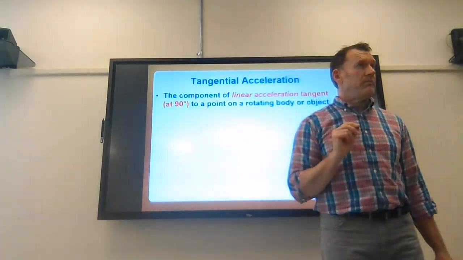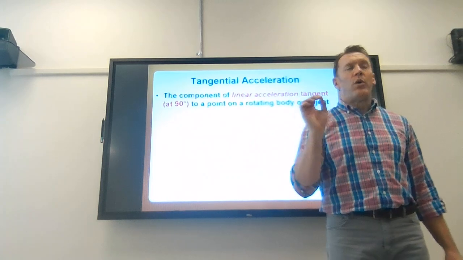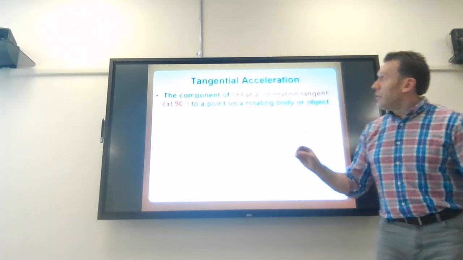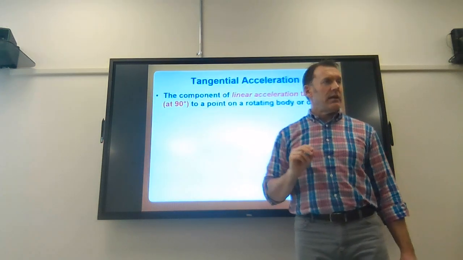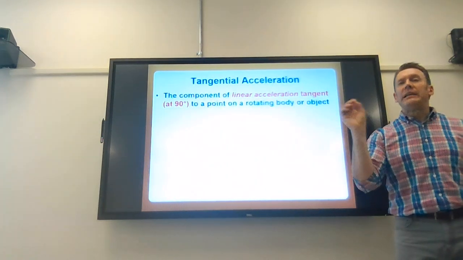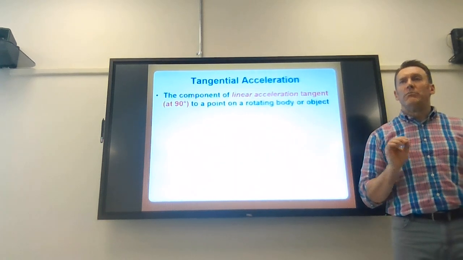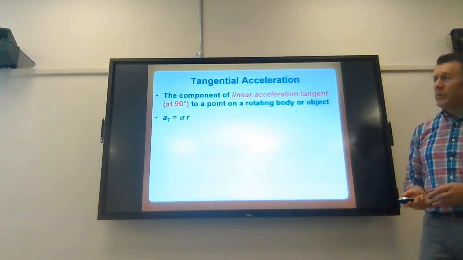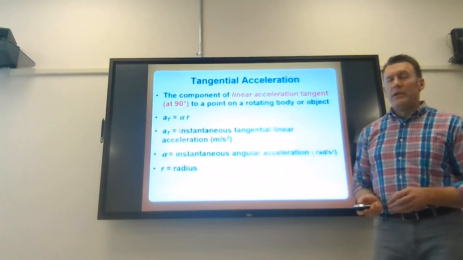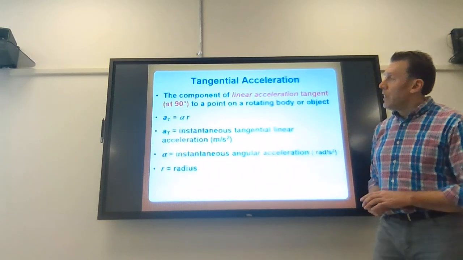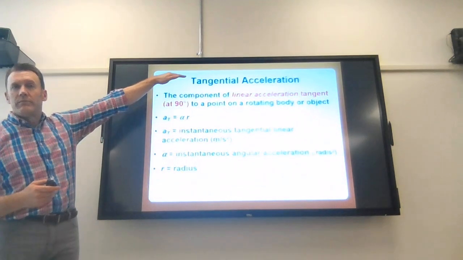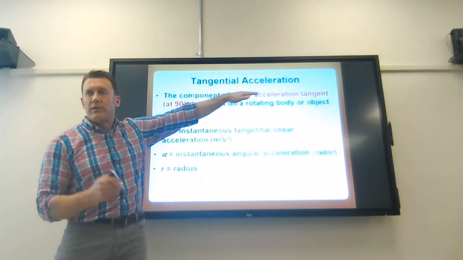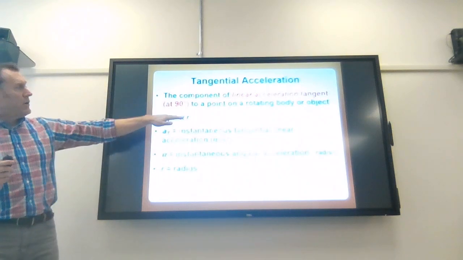Tangential acceleration is linear acceleration tangent. For a rotating body or object, all points along that body are going to have a linear component, and that linear component is at an angle of 90 degrees. That's what the word tangent means: it's at 90 degrees to the circular path of motion. I'll show you an example in a moment, but we need to know how to calculate it. Here's how you calculate the first component of angular acceleration. Here a t represents tangential acceleration, the linear component of acceleration for a rotating object or body, and it's equal to the product of two things.